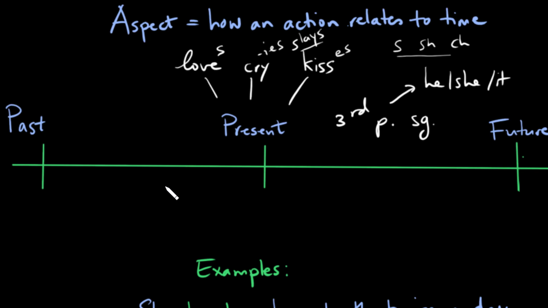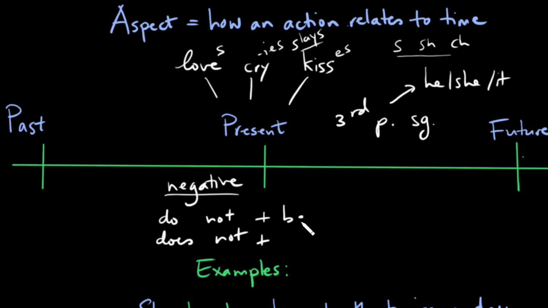And we can also talk about the negative form. And this is where we add do or does, as well as not. And then we add the base form of the verb. So what does that look like? Well, if you take the infinitive, so this would be to love, let's say, and you chop off the to bit, then you have the base form. So you might say, I do not love, or I do not cry, right? Or he does not kiss. So those would all be examples of the negative.